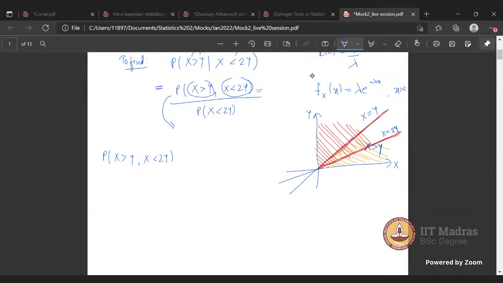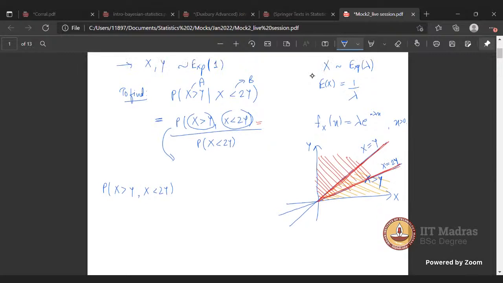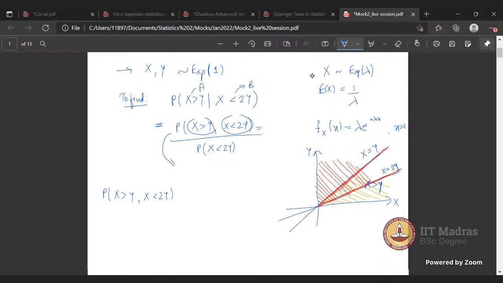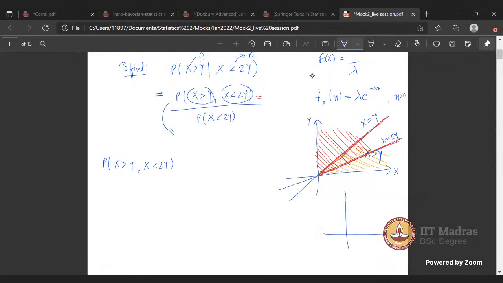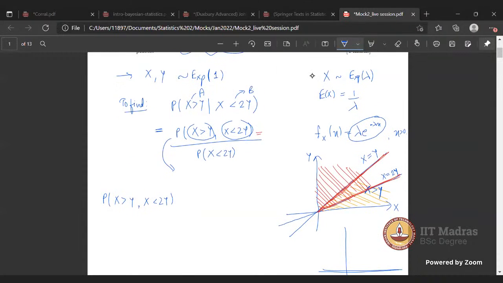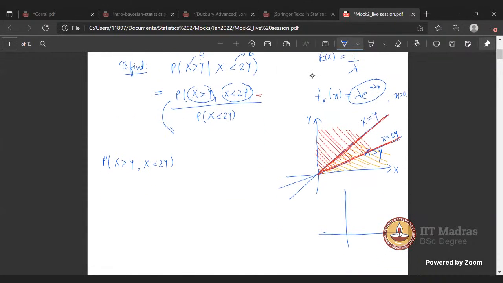Okay, ma'am. If you draw it individually, x is exponential 1. So how do you draw the graph of x, the exponential distribution? It is lambda e to the power minus lambda x. Lambda is given to be 1, correct? And for x equals 0, it is going to be just lambda, correct?